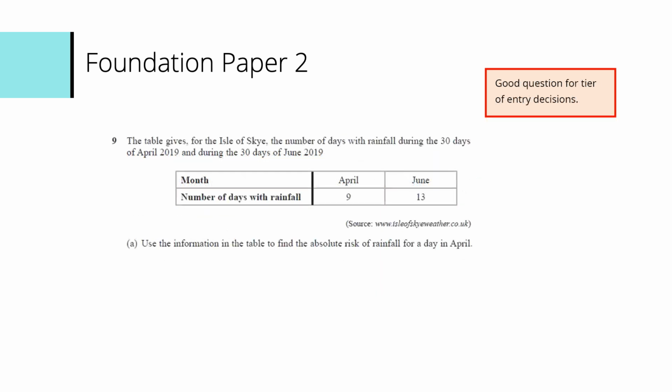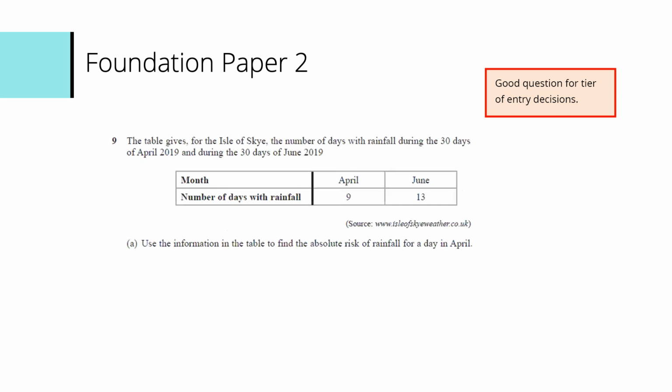Okay, question 9. This is one of the topics that students struggle with a little bit: the absolute risk of rainfall for a day in April. Good question potentially for tier of entry decisions, whether this is a good discriminator question. It is only on foundation. It wasn't a crossover question, but it is quite a good one to maybe ask.